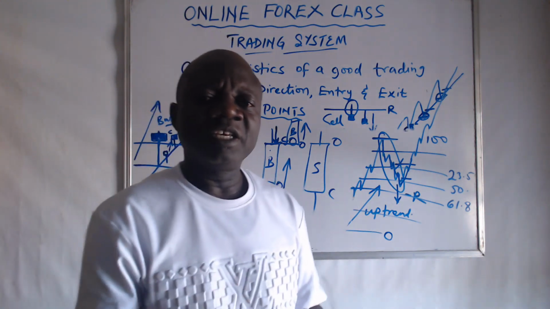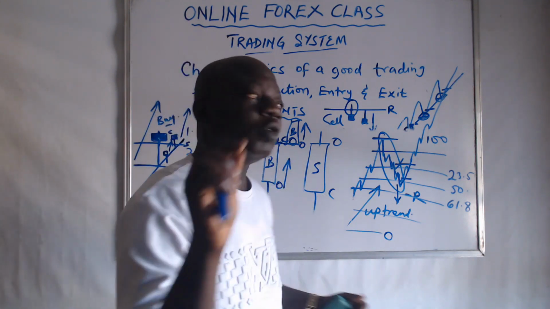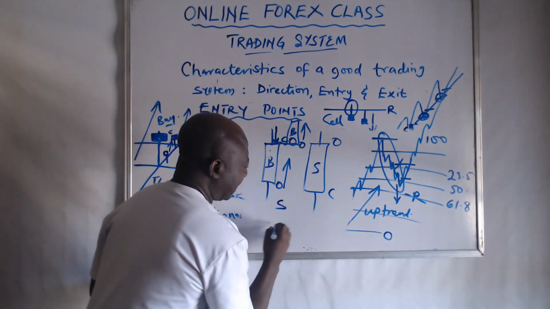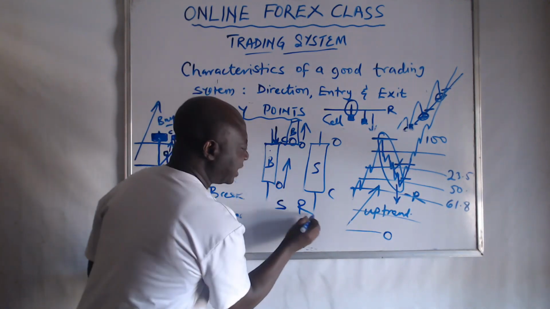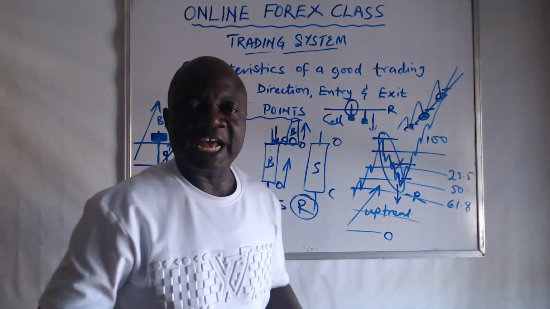So when you see they are just dragging it, it also goes along with support and resistance. This resistance level, this resistance is the area where the sellers are standing.